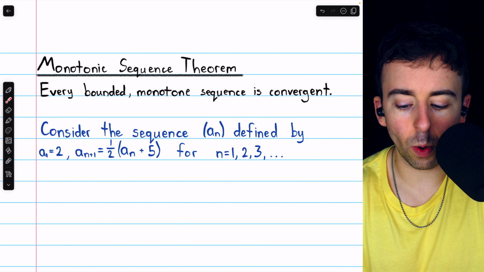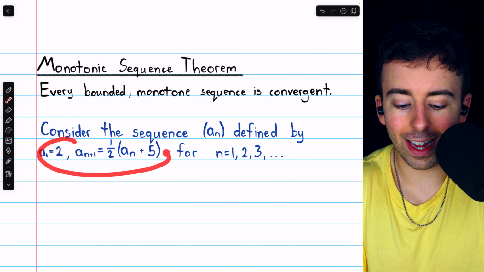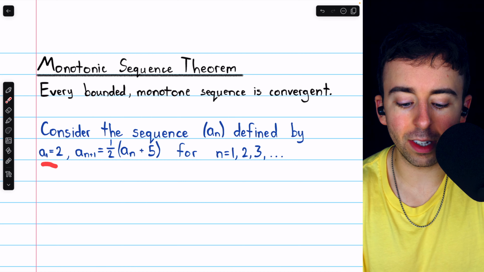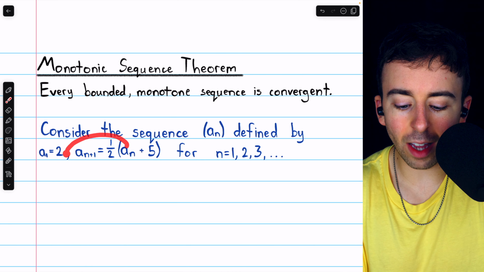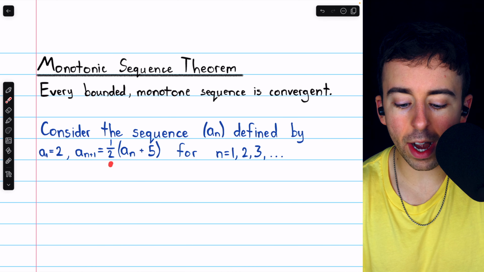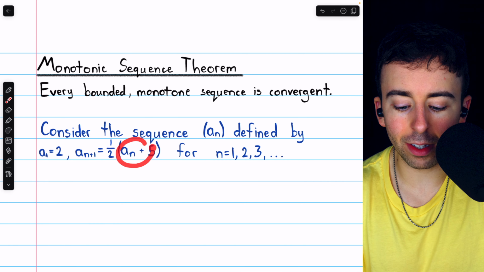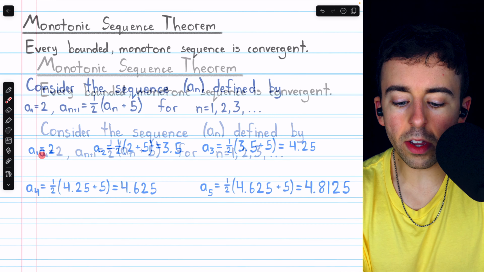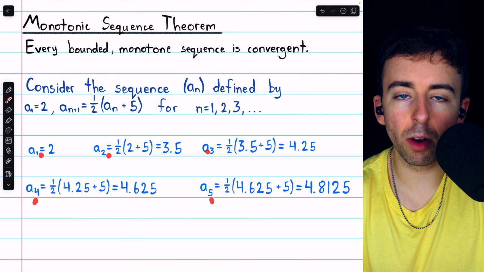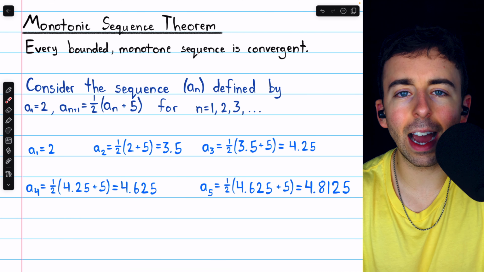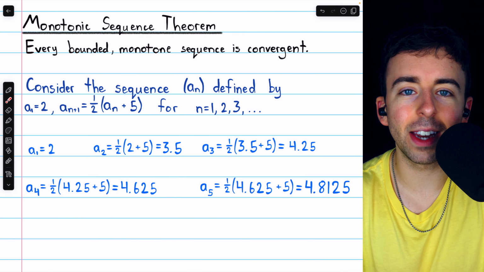Here's the sequence in question. It's defined like this. The first term is equal to 2, and every subsequent term is 1/2 times the previous term plus 5. We could calculate the first handful of terms of this sequence just to get an idea how it behaves and make sure we understand the definition.